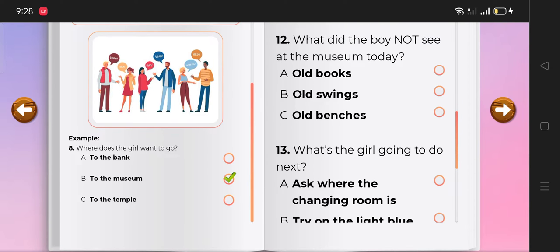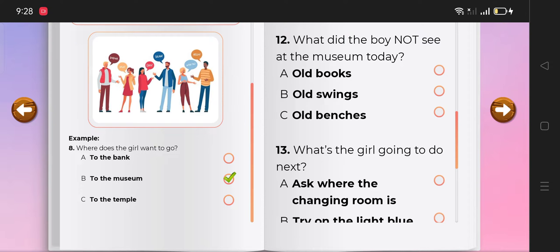Number 12. Listen to the conversation between the girl and her brother. Listen for the answer to this question. What did the boy not see at the museum today?